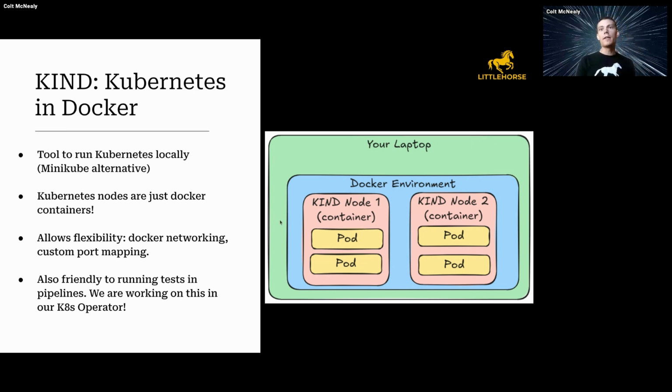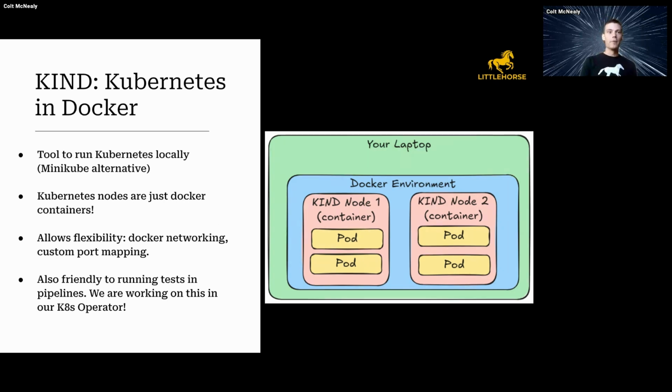But what we're going to do today to take advantage of Kubernetes in Docker is we're only using 1 node, because it's not the point of the demo. What we're going to do is take advantage of the very flexible port mapping that you can get with Kind so that we can actually access Kafka from outside the cluster. Another side note is that Kind is very friendly to running tests in pipelines.